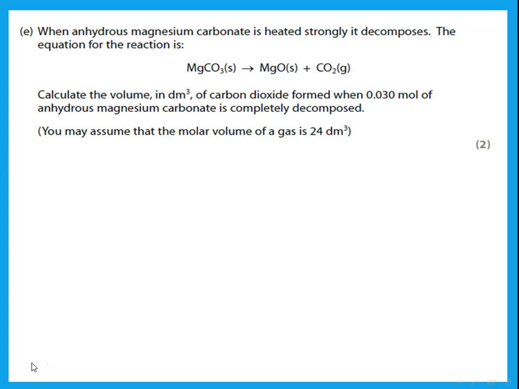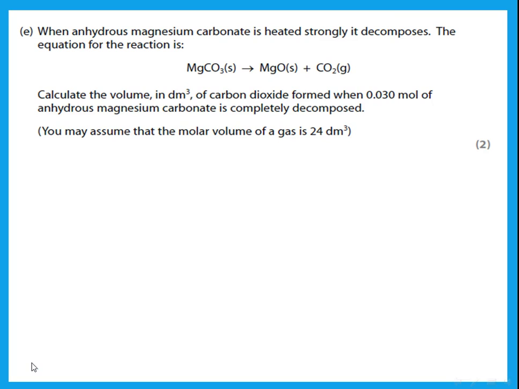When anhydrous magnesium carbonate is heated strongly, it decomposes. The equation for the reaction is this. Calculate the volume in decimeter cubed of carbon dioxide formed when 0.03 mole of the anhydrous magnesium carbonate is completely decomposed. So he's saying I'm starting with 0.03 mole of magnesium carbonate.